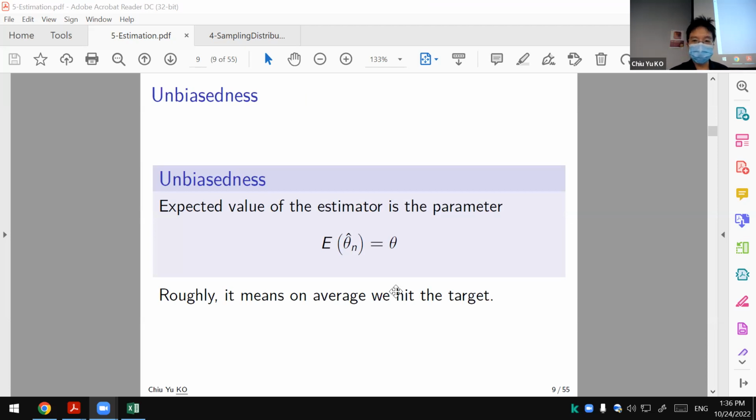What unbiased says is that the expected value of the estimator is exactly the parameter. Which means the expected value is equal to what we want to guess. That means that on average, we hit the target. Do note that it doesn't mean we hit the target every time, but on average we hit it. Let's see what we mean by this.